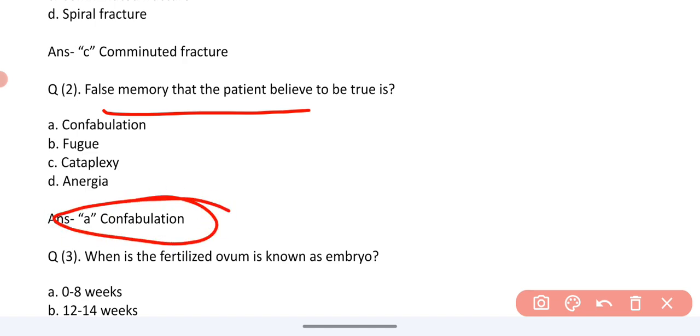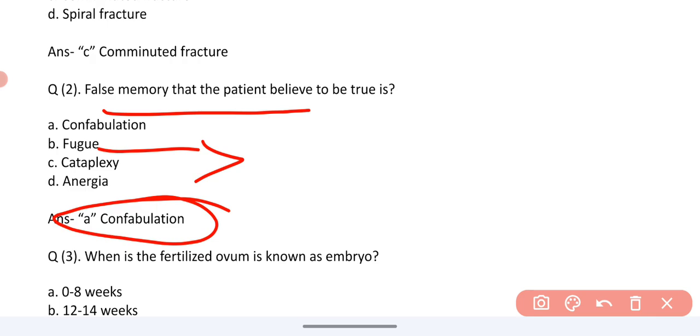Okay, and the other options, like fugue. What is fugue? It is a form of amnesia: loss of one's identity and following a new identity. The person suffering from fugue loses their own identity and follows a new identity. For example, if you saw the Vikram movie, you would know that he gets a new identity and follows that identity.